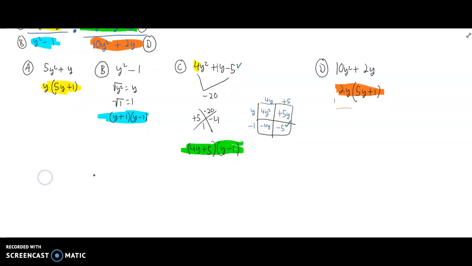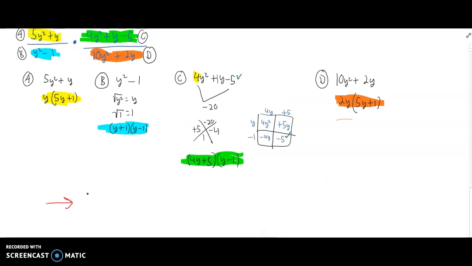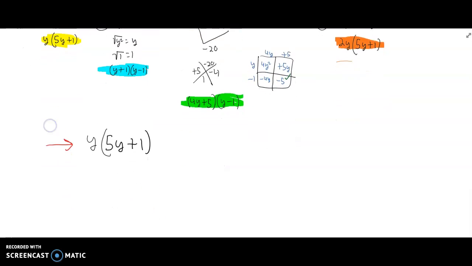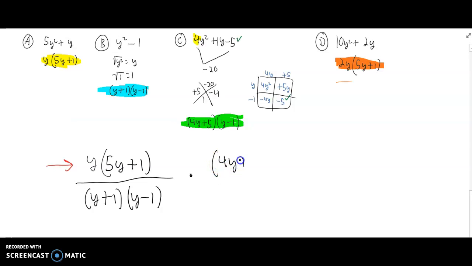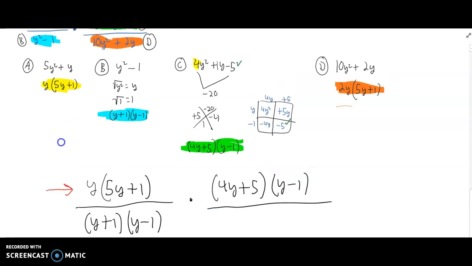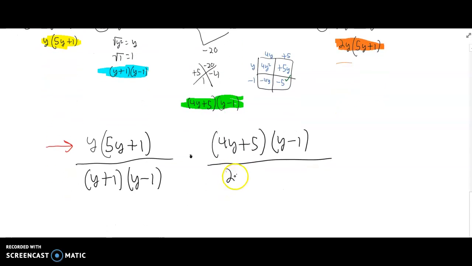Okay, the 5y squared up top. We're going to do this right here, nice and zoomed out so we can see everything at once. This is now y times 5y plus 1 over y plus 1, y minus 1 times, green was on top, we had 4y plus 5, y minus 1, and then over 2y times 5y plus 1.